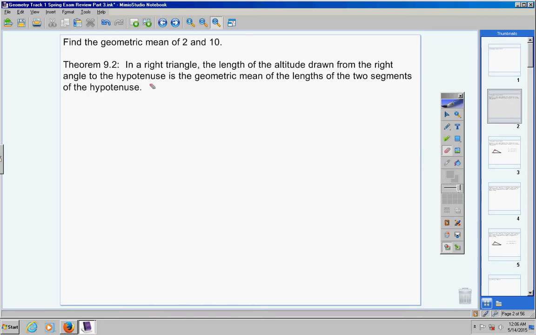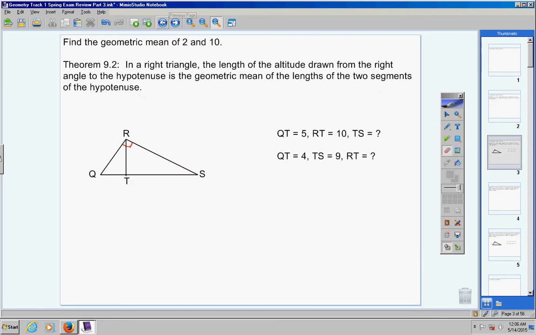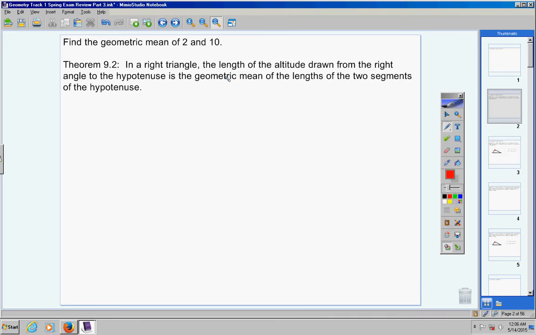Now, moving on. Let's look at Theorem 9.2. Theorem 9.2 states the following. In a right triangle, the length of the altitude drawn from the right angle to the hypotenuse is the geometric mean of the lengths of the two segments of the hypotenuse. So let me give you a picture of what this means. Here's your right triangle right here. I would copy this in your notes if I were you. I would copy this too if you want.